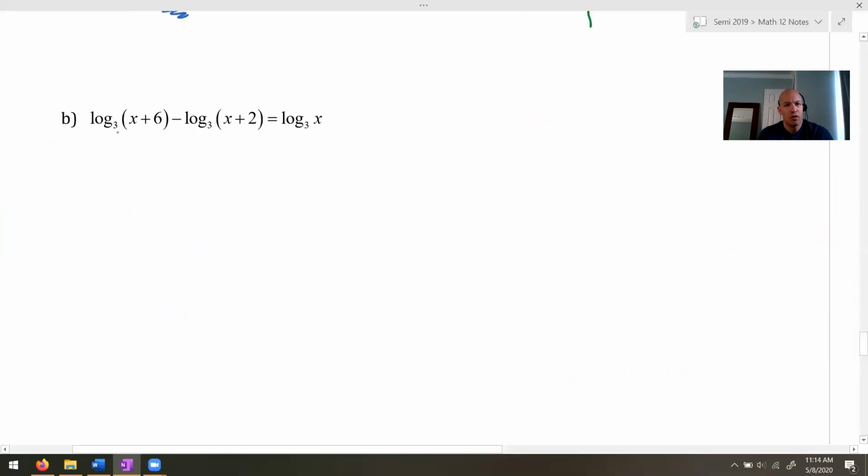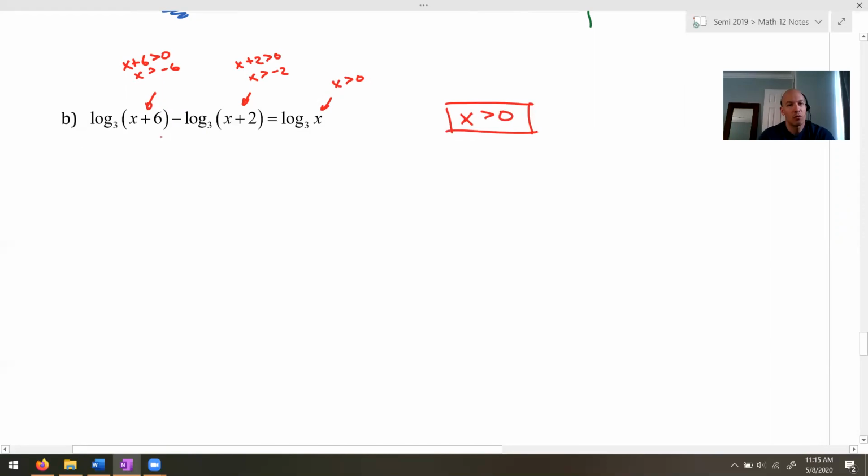Alright, so for this one we have log base 3, log base 3, log base 3. They're all the same base. You definitely want to do a quick little check to make sure that's the case. X plus 6 is greater than 0, which means x must be greater than -6. X plus 2 is greater than 0, which means x is greater than -2. And x is greater than 0. So overall, x is greater than 0 is the most restrictive domain.